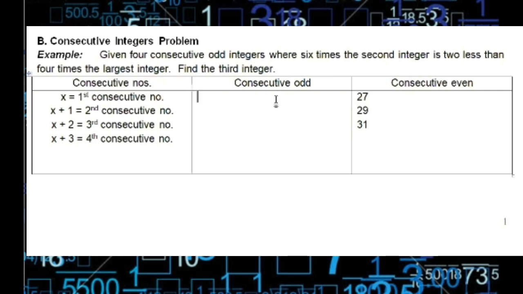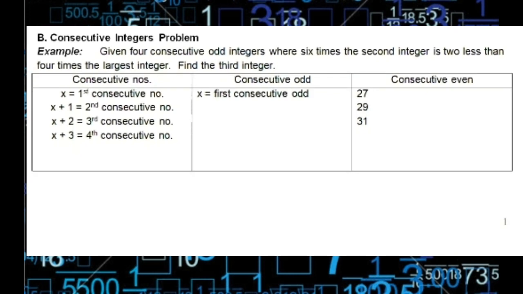So, ngayon, paano ko siya i-represent? So, let x be the first consecutive odd. So, para makuha nga yung 29, sabi nyo nga 27 plus 2. Para makuha yung 31, 27 plus 4. So, ibig sabihin, para ma-represent mo itong tatlo na to, yung kasunod, x plus 2. Kasi pagitan nila lagi, 2. So, lagay mo dito, second consecutive.